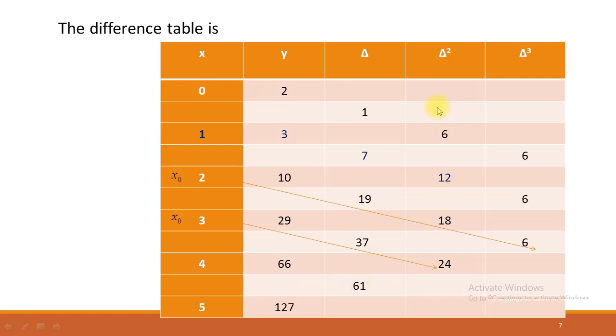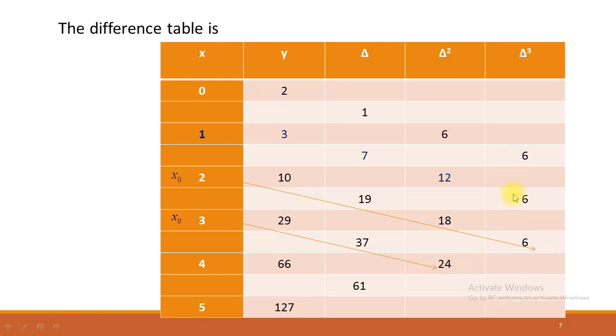Similarly, to construct the second differences, subtract 1 from 7, we get 6. And 7 from 19, we get 12. 19 from 37, we get 18. And 37 from 61, we get 24.